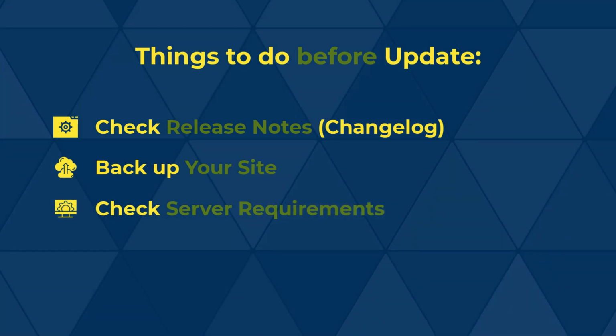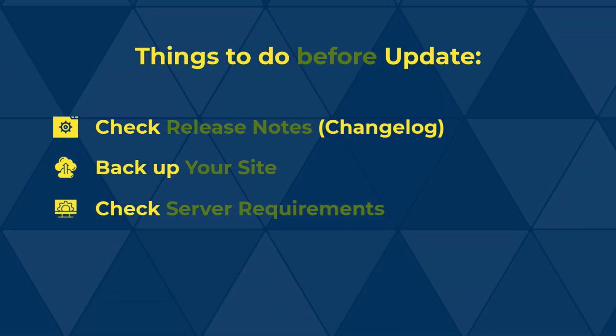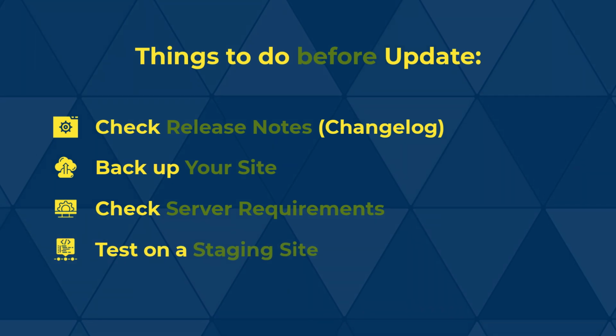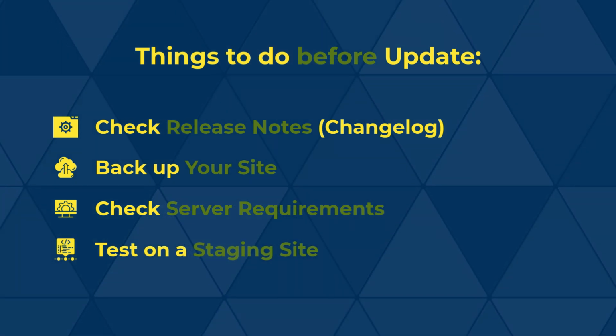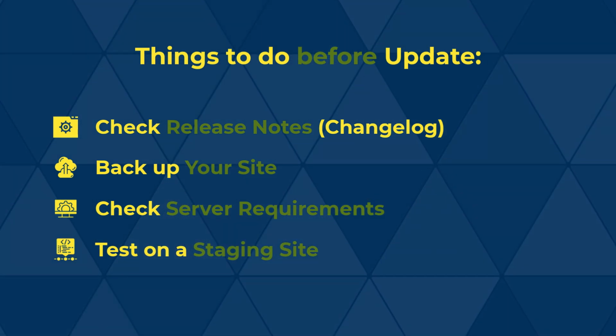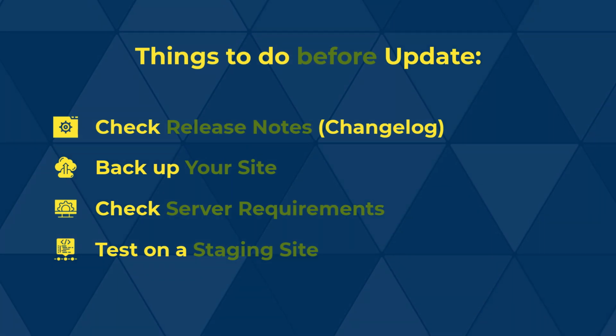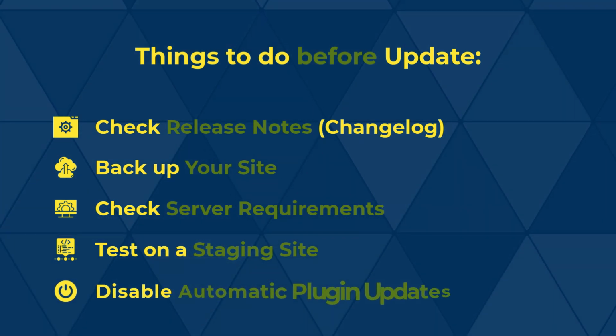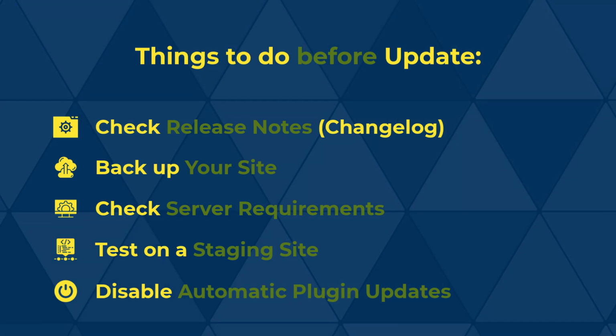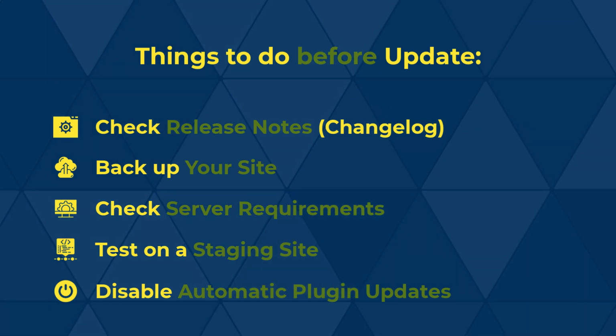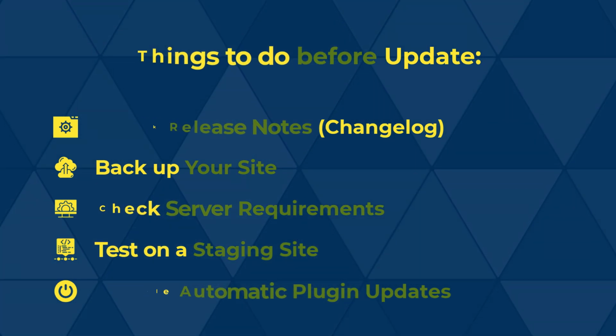Ensure your server meets the theme system requirements to avoid compatibility issues. If possible, perform the update on a staging version of your site first. This helps catch any issues in a safe environment before going live. Remember to disable automatic plugin updates in your WordPress dashboard under plugins. This prevents any unexpected errors during the update.